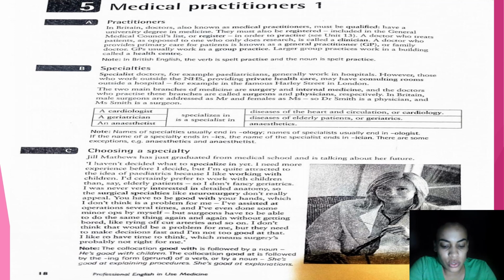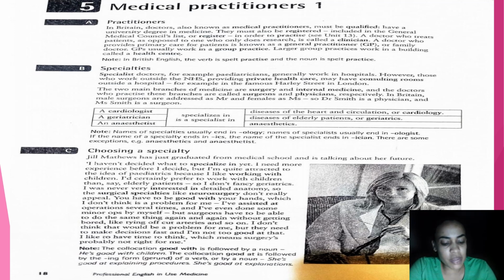A doctor who treats patients, as opposed to one who only does research, is called a clinician. A doctor who provides primary care for patients is known as a general practitioner (GP) or family doctor. GPs usually work in a group practice. Larger group practices work in a building called a health center.